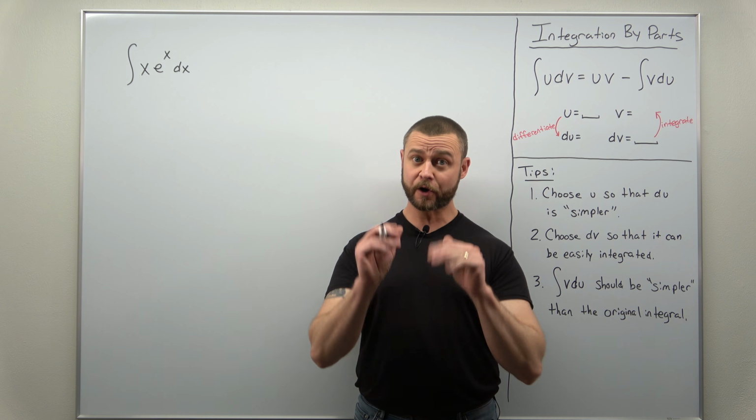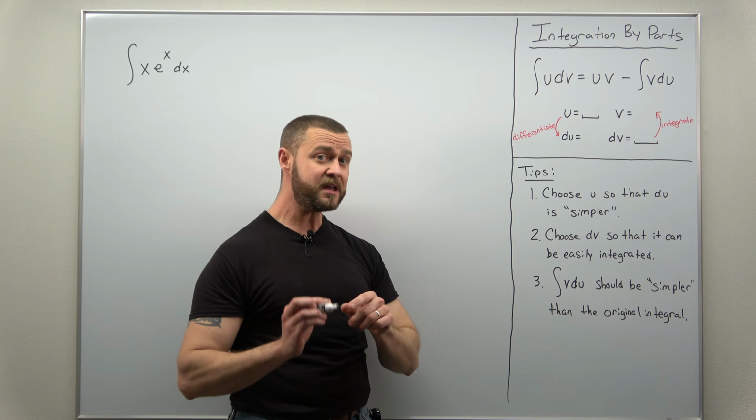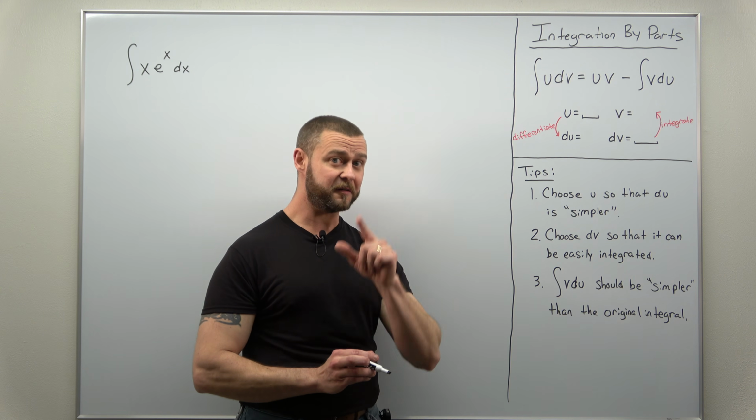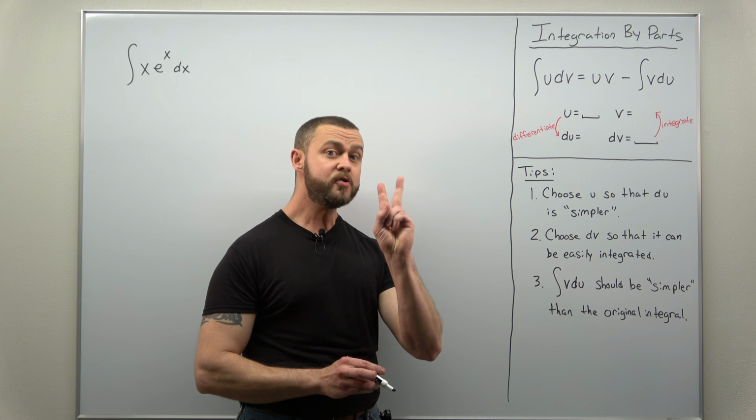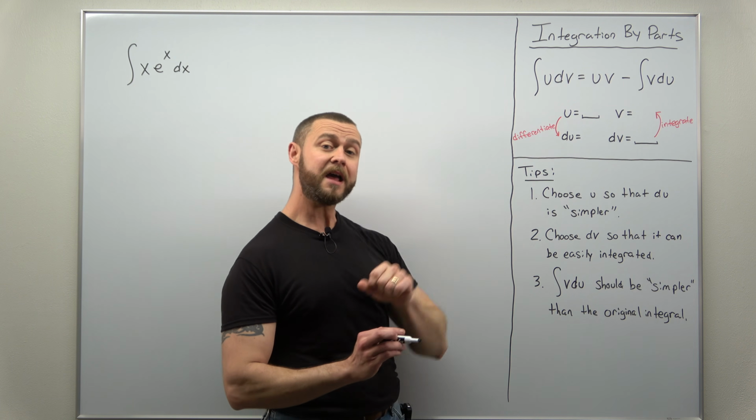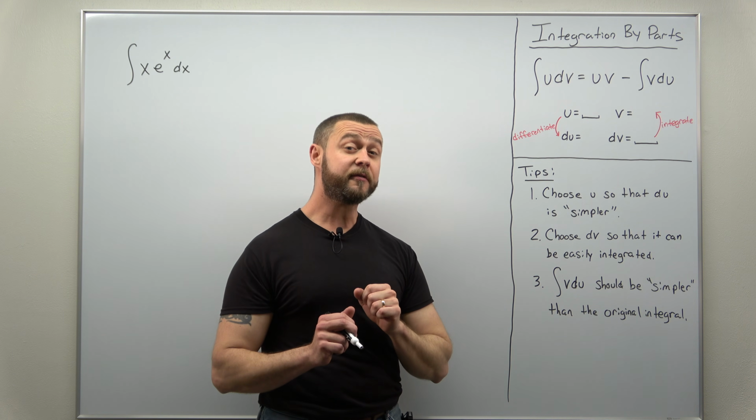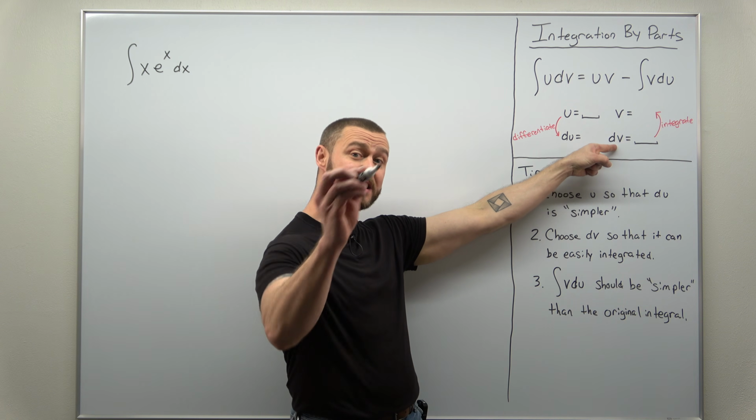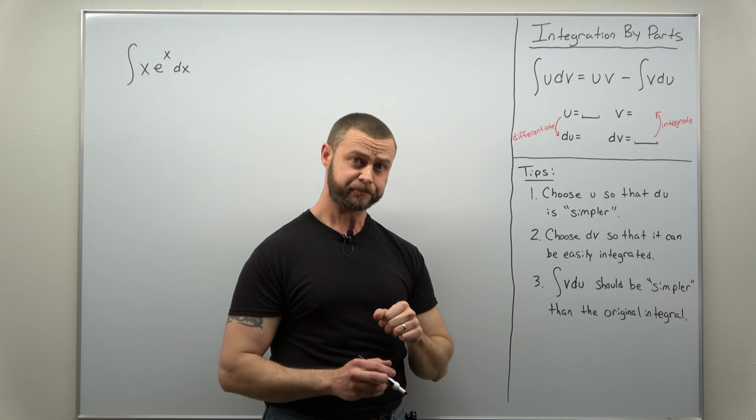Now let's start with the integration by parts formula, which is the integral of u dv equals uv minus the integral of v du. For integration by parts, you make two choices. You make a choice for u and you make a choice for dv. You differentiate u to get du, and dv, you integrate, or find an antiderivative, to get v.